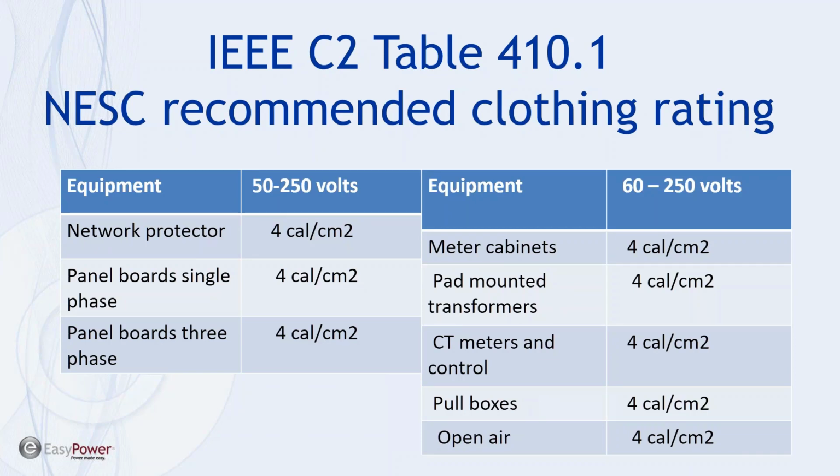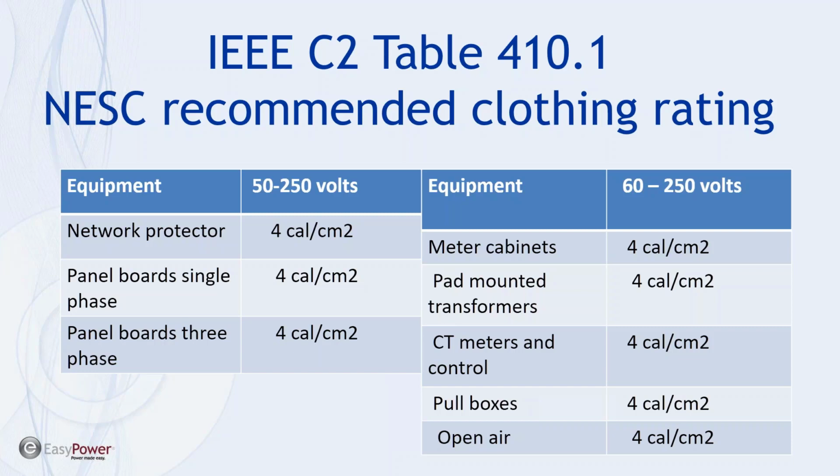Now, if you look at the most recent version of the National Electrical Safety Code, you'll see in table C2, table 410.1, they have a list of recommended clothing ratings based upon equipment and voltage level. And to be fair, I'm kind of picking and choosing specifics from each of these documents, so I'm not trying to shade anybody's take on this. I'm just sharing information, and by all means, I'd encourage you to look at more of the details in each of these documents if your system requires it.